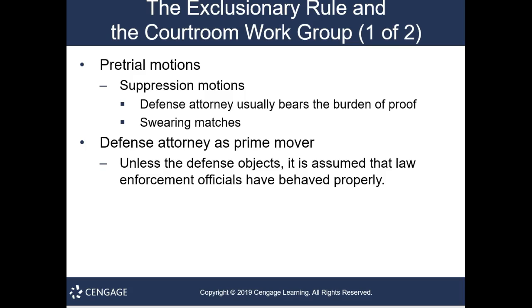They don't want their evidence suppressed. The defense attorney must do that. So unless the defense objects, it is assumed that law enforcement officials have behaved properly. That means that you could have a situation where you have ineffective assistance of counsel, which is a violation of the Sixth Amendment right to counsel, if there was good evidence available to the defense attorney that this was illegally obtained evidence and they didn't do anything. That can happen every once in a while.